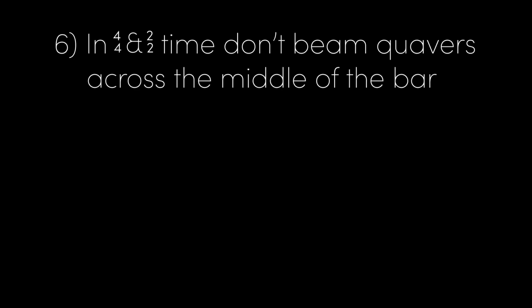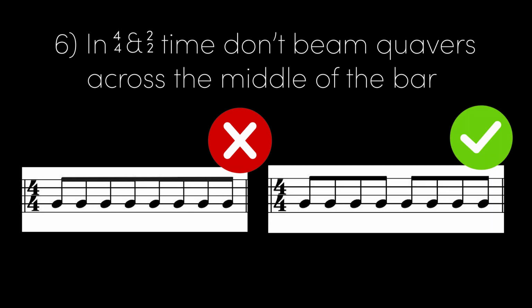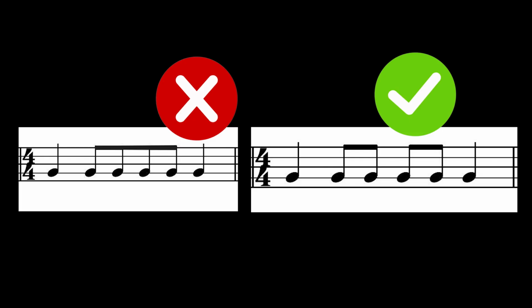Rule 6. In 4/4 time, don't beam quavers across beats 2 and 3. And in the same way, in 2/2 time, don't beam between the 2 minim beats. Here you can see in 4/4, beats 2 and 3 must be kept separate.